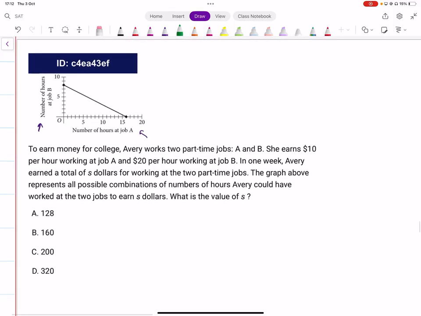The graph above represents all possible combinations of number of hours she could have worked at the two jobs to earn S dollars. In 1 week, she earned a total of S dollars. So the total is S dollars. This is 8, this is 16. Okay, actually for each possible combination, she is getting the same amount, it seems. 10 into 10, that's 100, plus 30, that's 130, 8 into that, at job B she's getting 20, at job A.